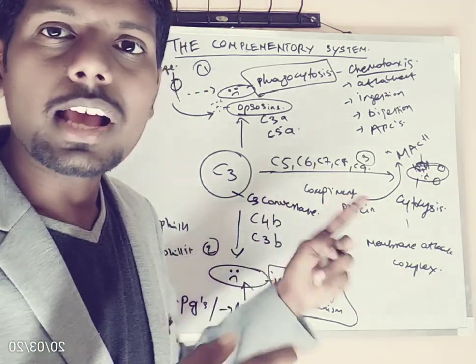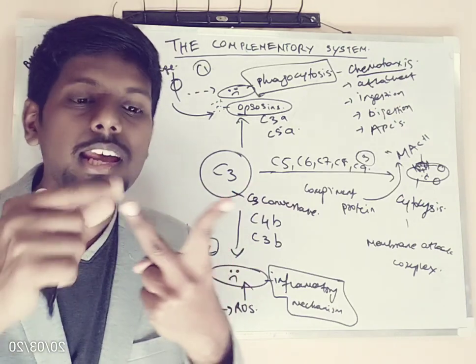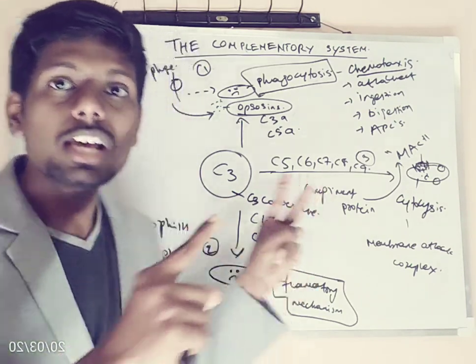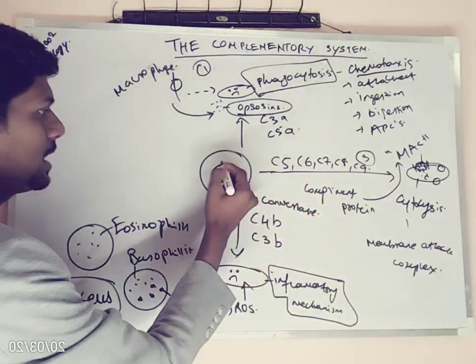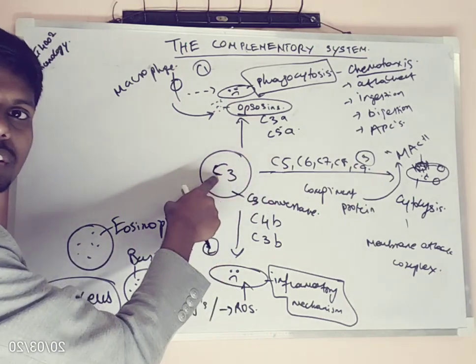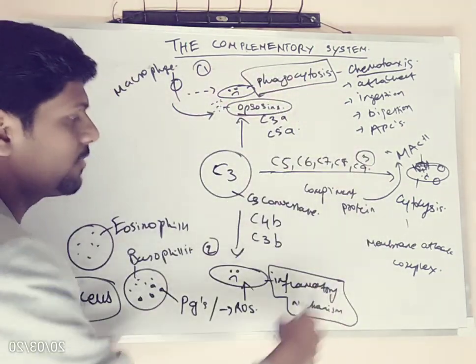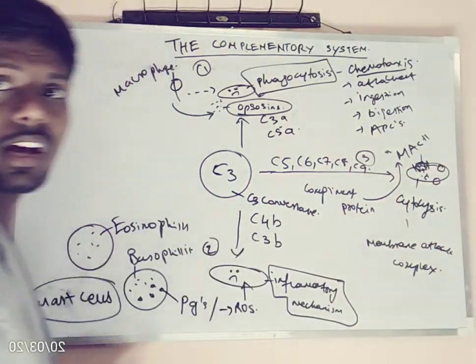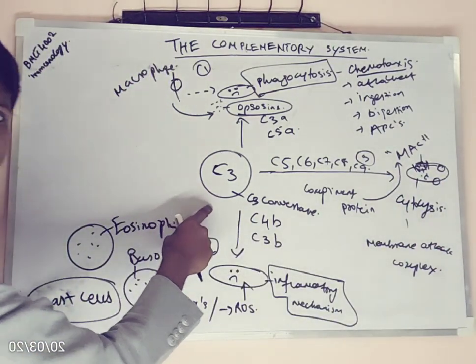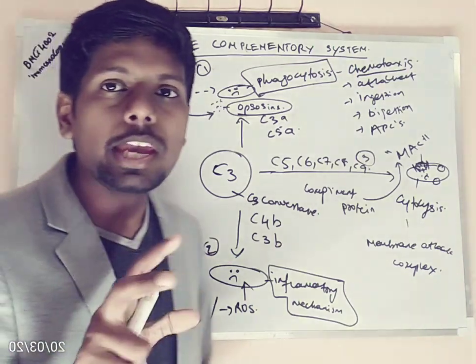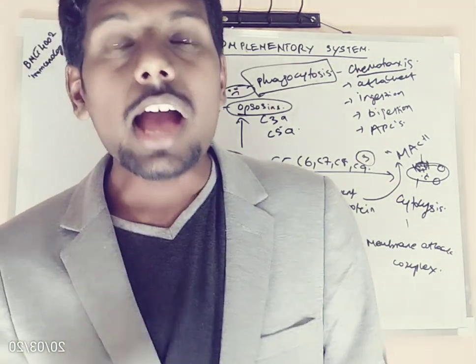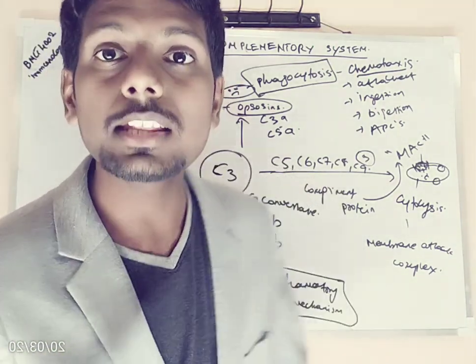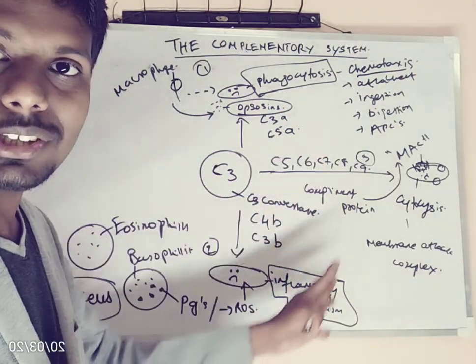Each complement protein has two subunits, a larger unit and a smaller unit. So first of all, we need to activate this C3, and activated C3 will in turn activate inflammation, phagocytosis and cytolysis. So how to activate this C3? That is the main concept of this lecture: activation of the complement system and the role of the complement system to kill pathogens.